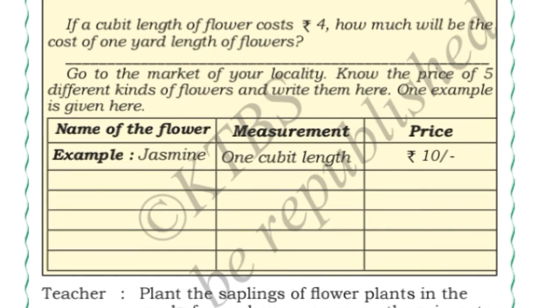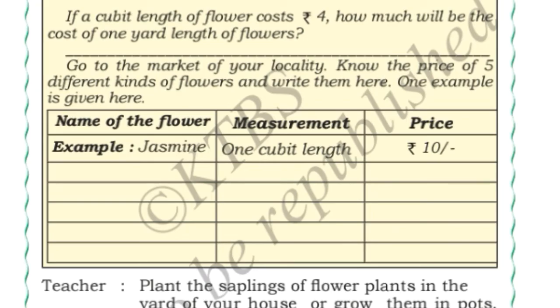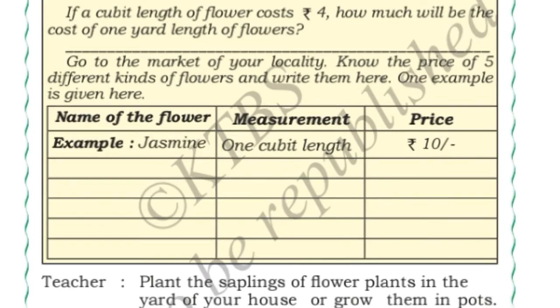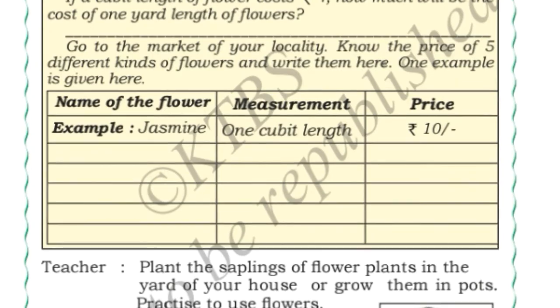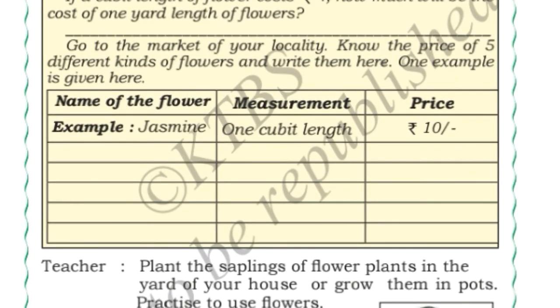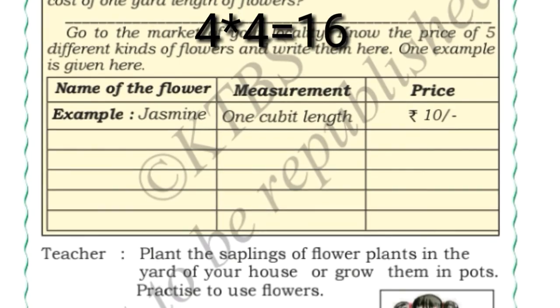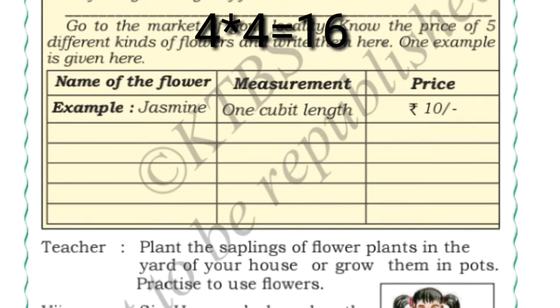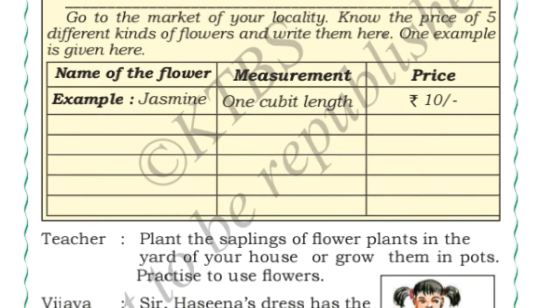Okay, now next one, if a cubit length of flower costs rupees 4, how much will be the cost of 1 yard length of flower? Children, as we have studied now, 1 yard is equal to 4 cubit. So we have to multiply 4 into 4, that is 4 times 4 is 16. So the cost of 1 yard is 16 rupees.